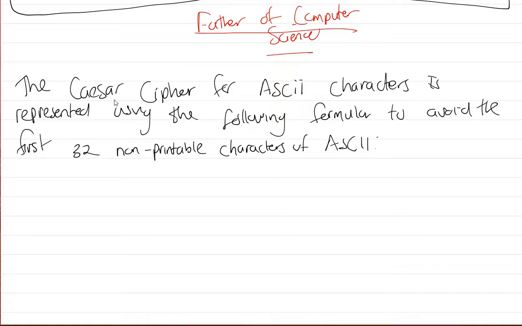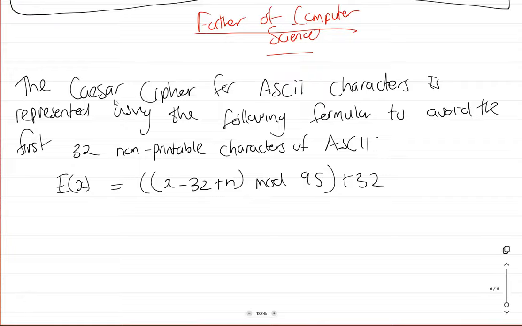Okay, and the formula for encryption is E of x is equal to x minus 32 plus n, modulo 95, plus 32. And I want you to think about, where does this 95 come from? And where does this 32 come from? The 32 I think is obvious, right? The 95 is less obvious. I want you to figure out where that 95 actually comes from.